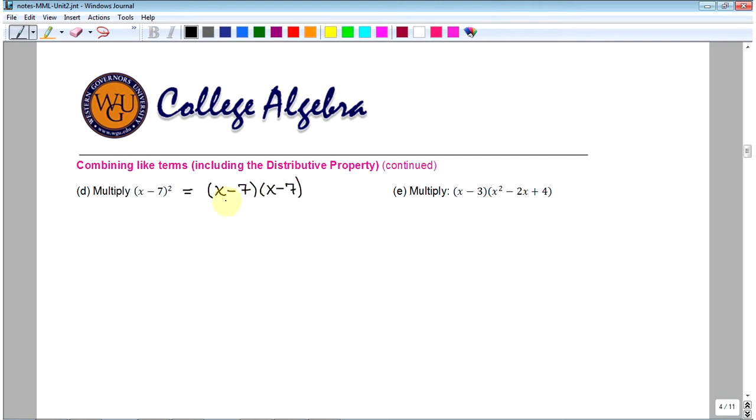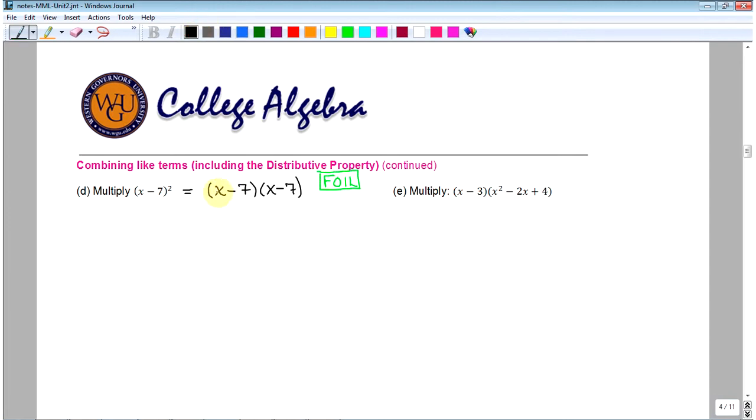Because what's tempting to a lot of people to do is to just square the x and then square the negative 7. If you do that, it's going to give you the wrong answer. When you write it this way, you know that you'll have to use distributive property or the FOIL method. And I'm going to talk you through the FOIL method.